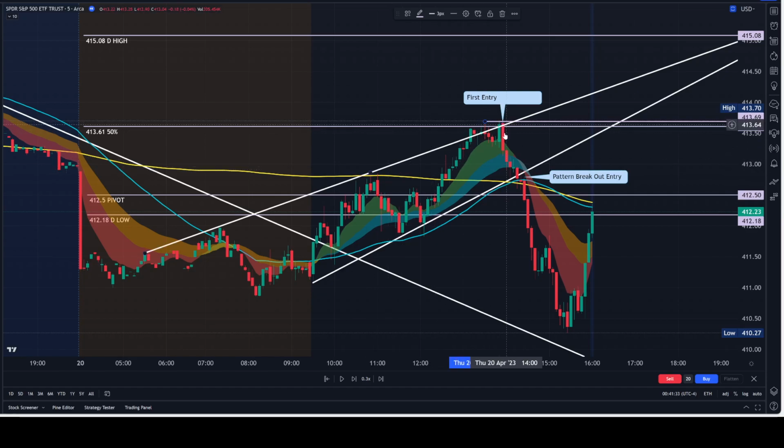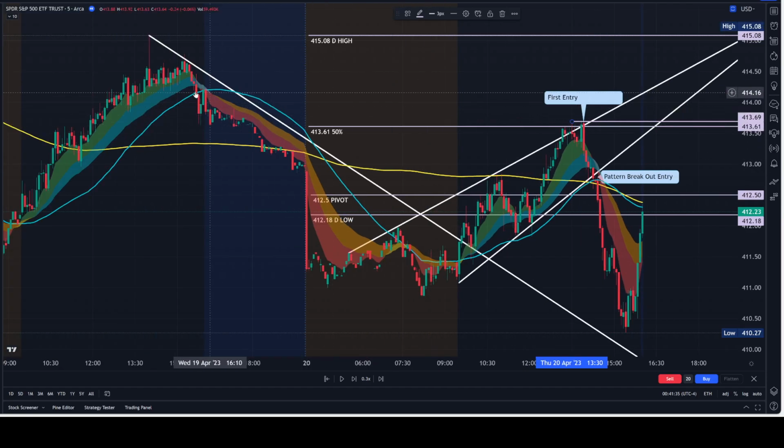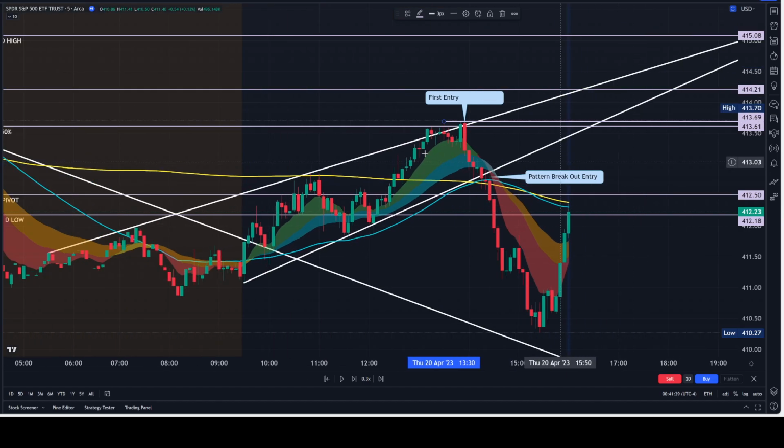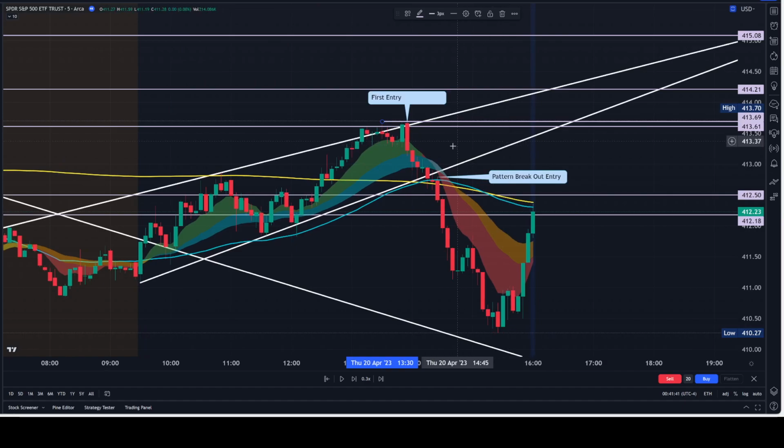If you would have gotten in here, you would have put your stop loss somewhere around here. You can see there's a lot of consolidation right here. So a 414, 21. But here's the point, right?